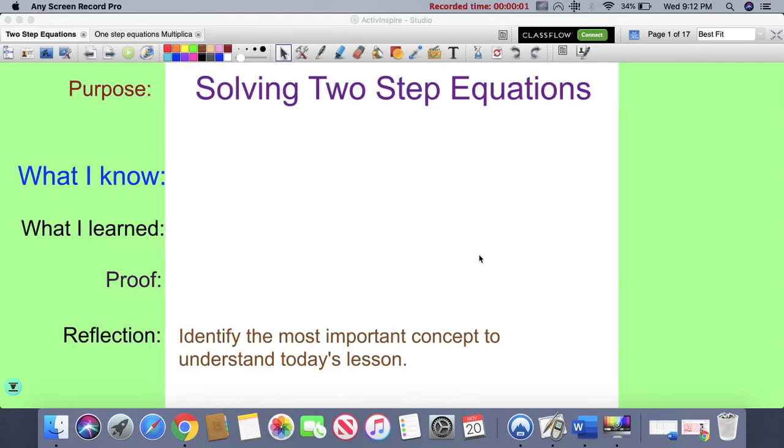Okay, so the idea today is to solve two-step equations. The purpose today is to solve two-step equations.